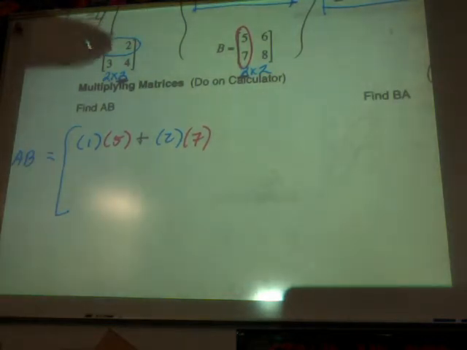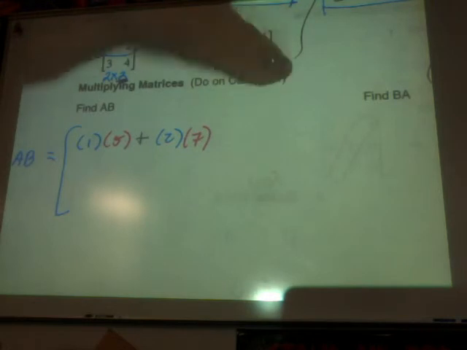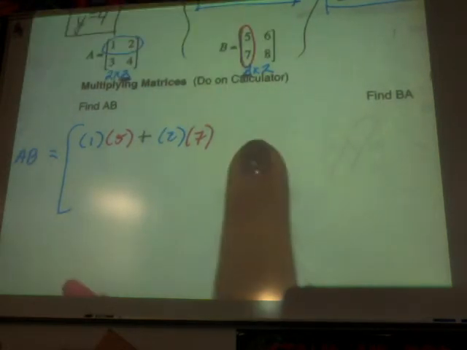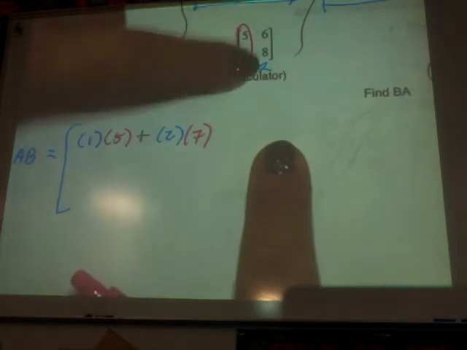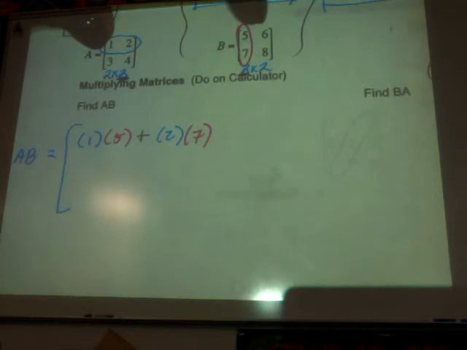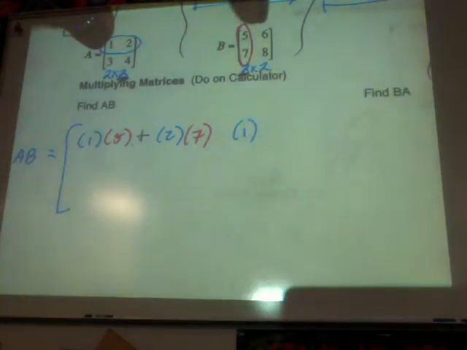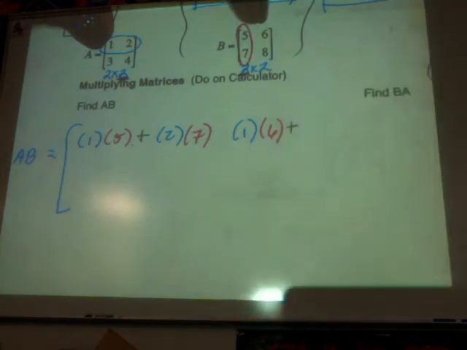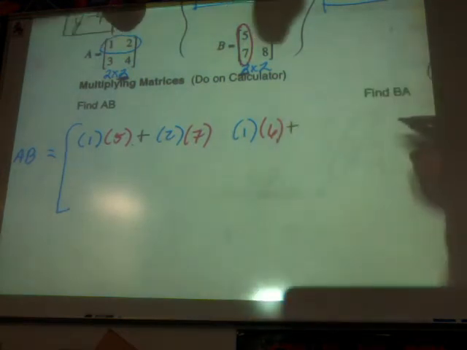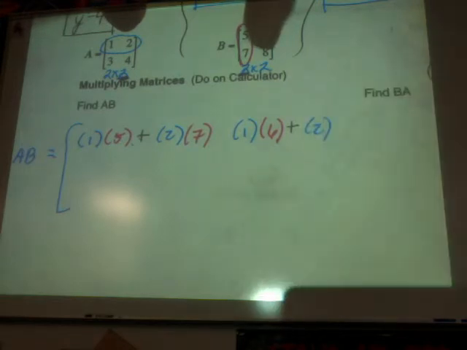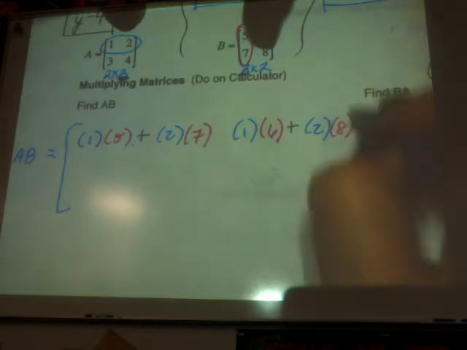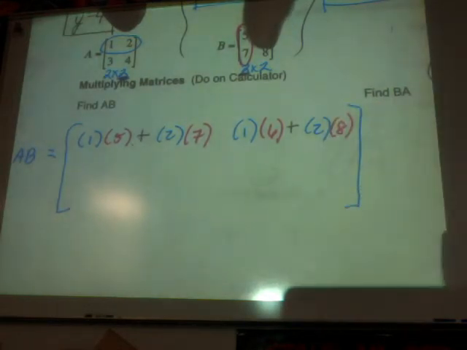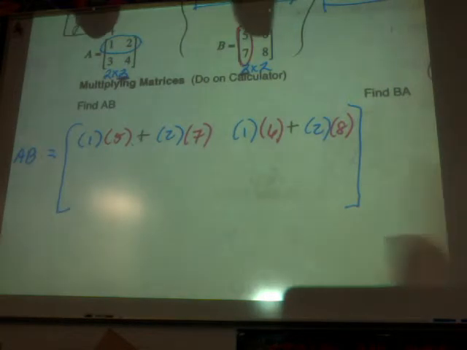Then I want to multiply the first row by the second column. The first row and the second column go in here, because that's the first row, second column. I'm taking this and multiplying it to everything here: 1 times 6, plus 2 times 8. So first row, second column gives me element 1, 2.